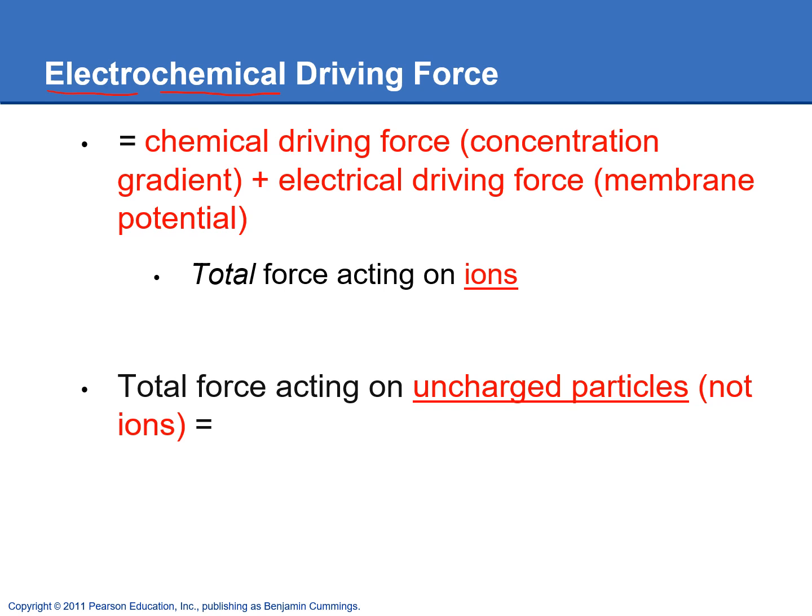But if you don't have an ion, your electrochemical driving force is basically just going to be your chemical driving force, because you don't have an electrical driving force. You don't have to worry about that. You just have to look at the concentration gradient, and that's it. Those are much easier if you're working with something like glucose or water or oxygen. You don't have to worry about that electrical driving force.